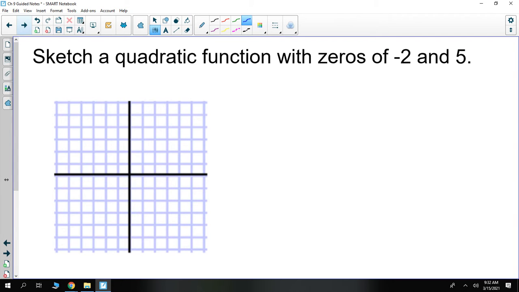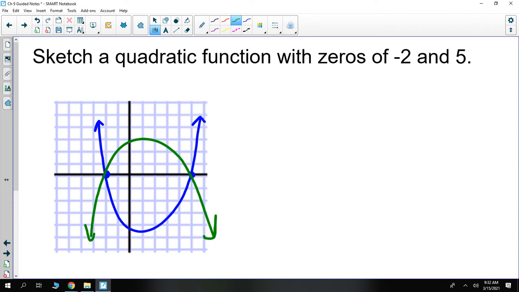Okay? So we're supposed to sketch a quadratic function with zeros of -2 and 5. So here's -2, and here's 1, 2, 3, 4, 5, like so. Okay, and so it says sketch a quadratic. Well, a quadratic is a U. So anything that would go like this. Now, there are an infinite number of quadratics that would go through there. There's one that points up, there's one that points down, there's one that's longer and skinnier. So any one of those would be a quadratic function that has zeros of -2 and 5.